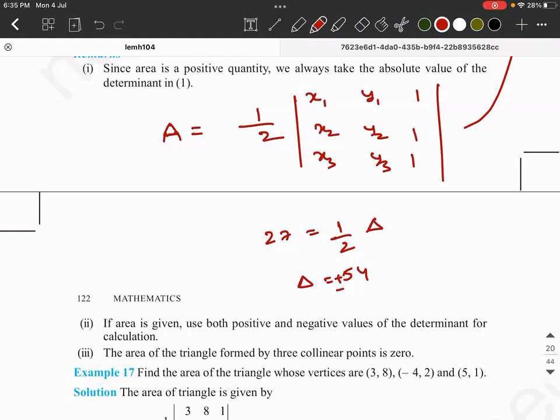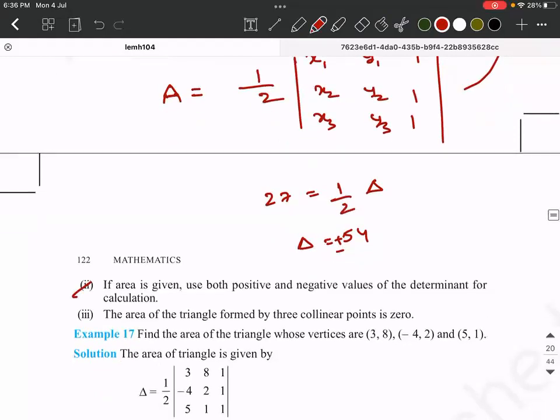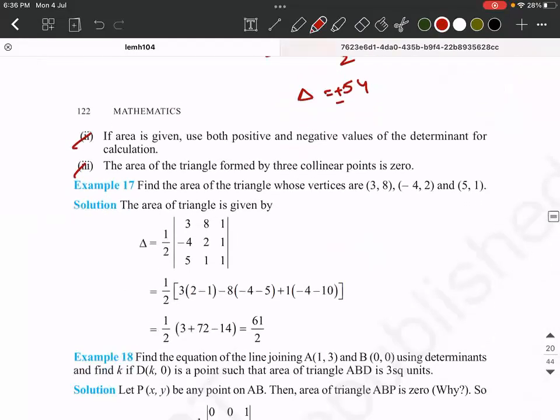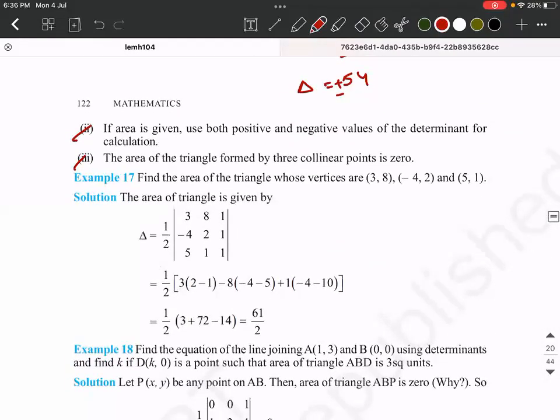Because how did you get that area? By taking the modulus. So you don't know whether the determinant is exactly negative or exactly positive. Okay, that's what they've given in the second point. If area is given to us, both negative and positive values of determinant are supposed to be used for calculation. Third one is, obviously the area that is formed by three collinear points is always 0, because it does not form a triangle at all. So these are the 3 points to be kept in mind with which you can solve all the problems.